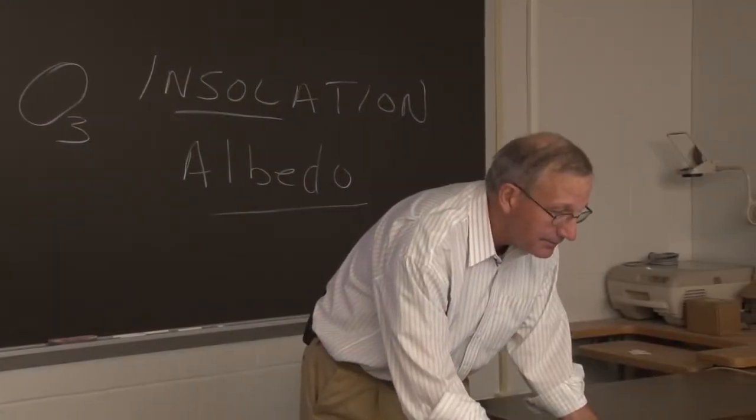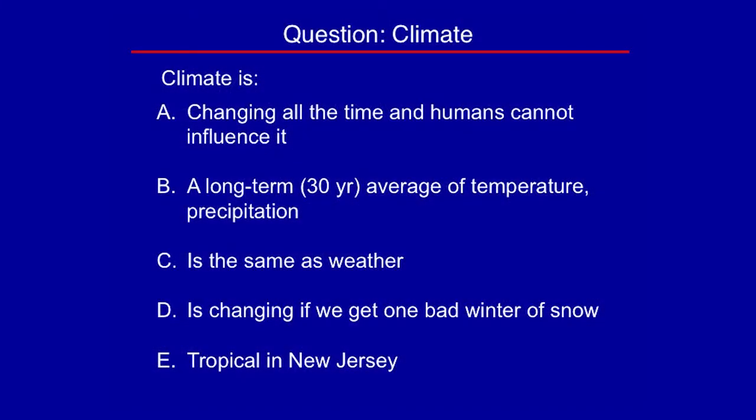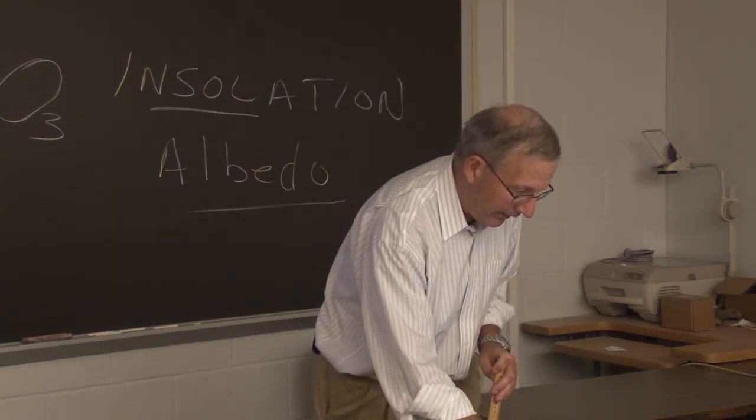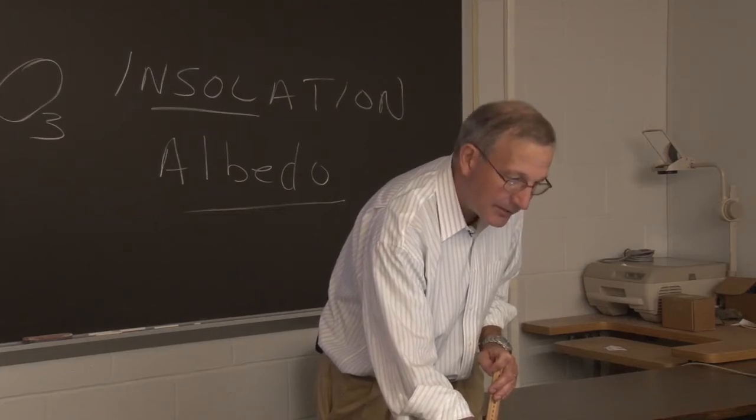Another clicker question. A is climate is changing all the time, and humans cannot change it. B is a long-term, 30-year average of temperature, precipitation, and other effects. C is the same as weather. D is changing when we get one bad winter of snow. And E is tropical in New Jersey. And A is certainly wrong.